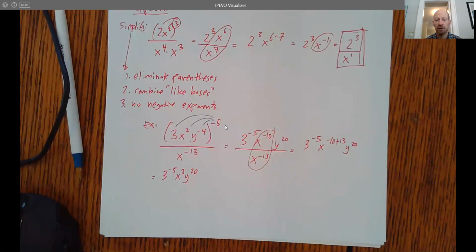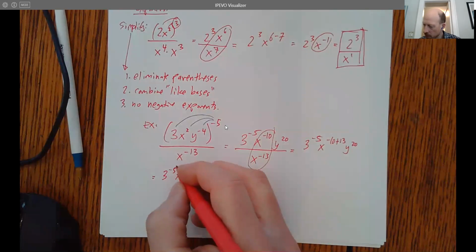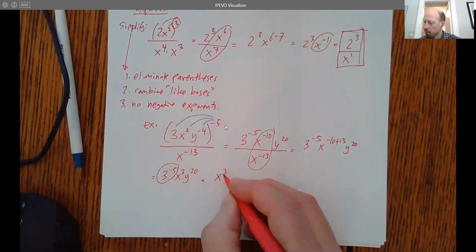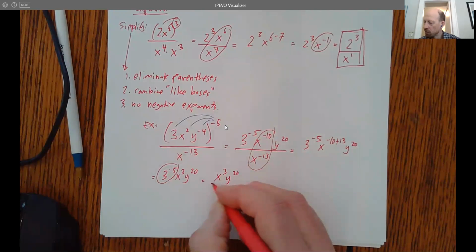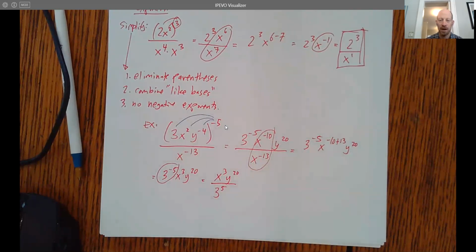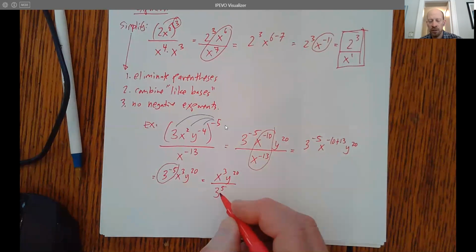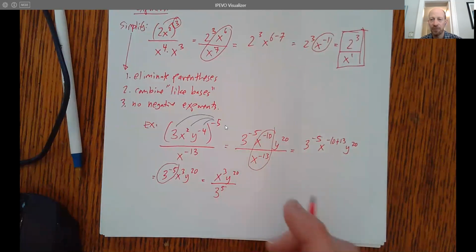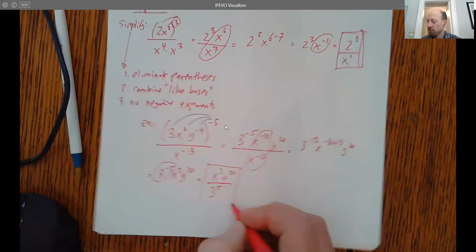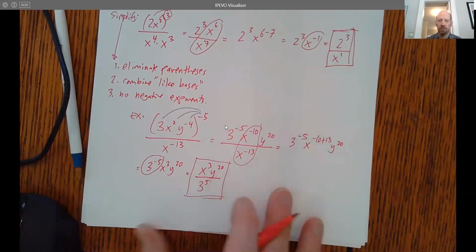And now I need to get rid of the negative exponents. That's this piece. These I don't want to change, so I leave them in place, but this 3 to the minus 5, I want to make that a positive exponent. You can multiply that out, 3 times 3 times 3 times 3 times 3 if you want to, but it's perfectly fine for me just to leave it in that form.